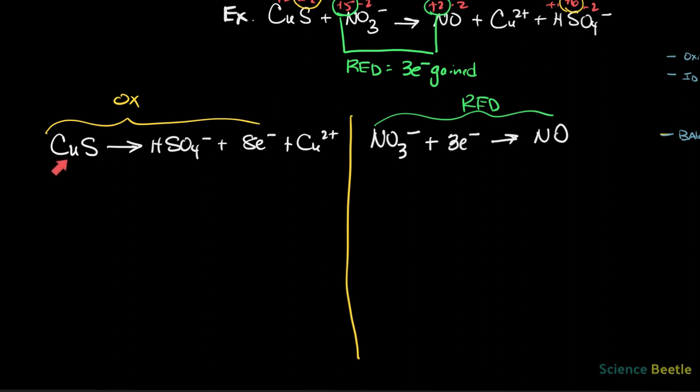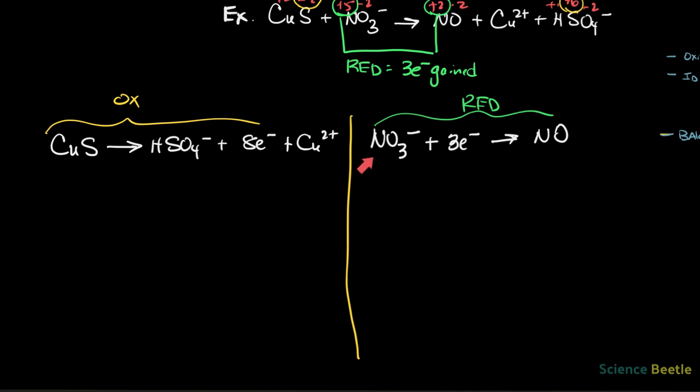So notice now, when we attempt to balance everything other than the oxygen and the hydrogen, we've got one copper on the left-hand side, one copper on the right, one sulfur on the left, one sulfur on the right. We'll reserve the oxygen and the hydrogen for the next step, but let's take care of the reduction side to make sure everything's good there as well.